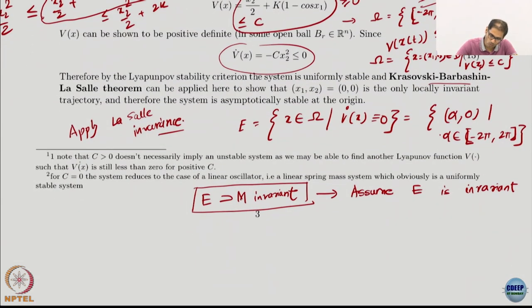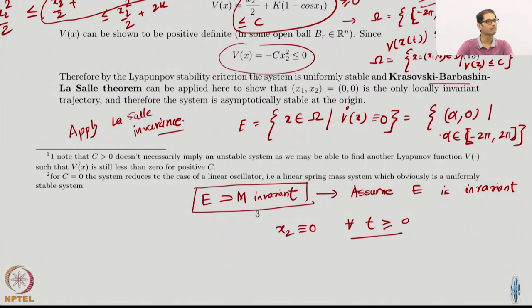But look at the interesting thing. What is the set E? It is this. Now, the first term could be a continuous quantity. It can take any value between minus 2 pi and 2 pi, so I can't really conclude too much about this. But what we use is the fact that the second term, x2, has to be 0, is fixed. So for me to be invariant and to remain inside E, I need x2 to be identically 0 for all t.